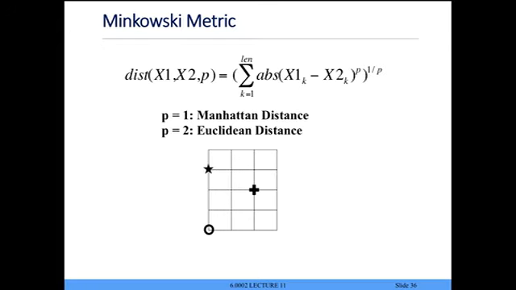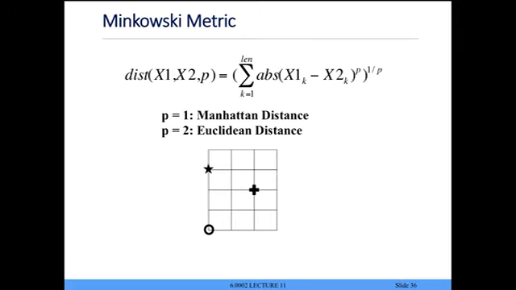Here we're going to use something called the Minkowski metric, or the Minkowski difference. Given two vectors and a power p, we basically take the absolute value of the difference between each of the components of the vector, raise it to the pth power, take the sum, and take the pth root of that.